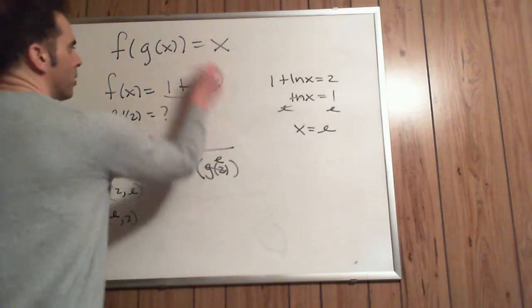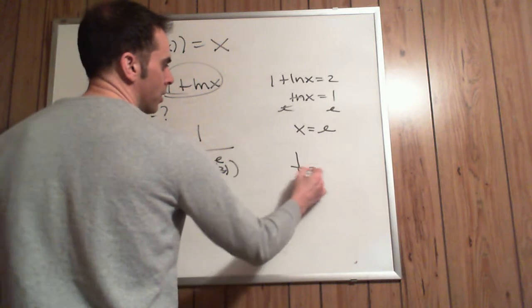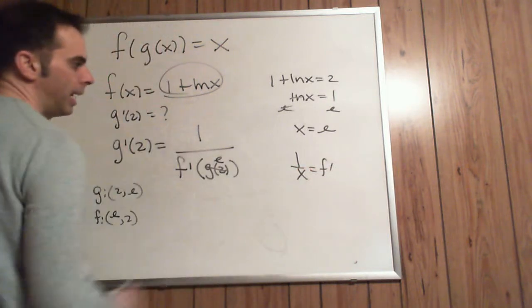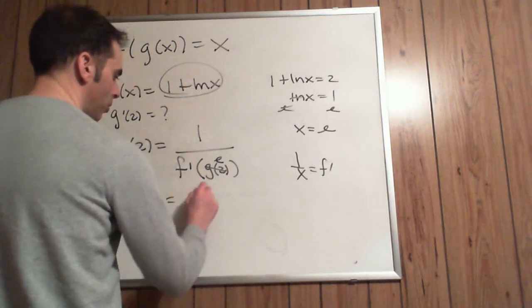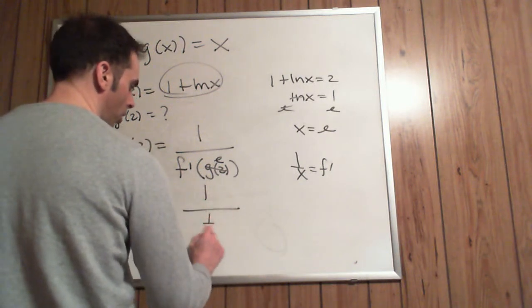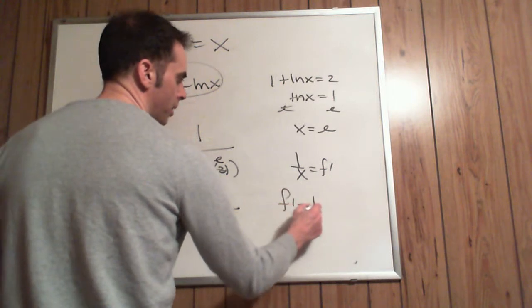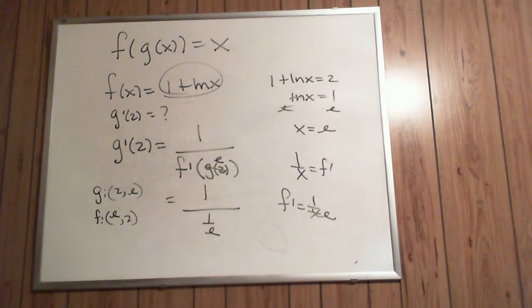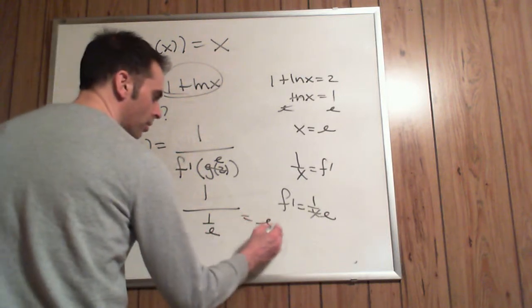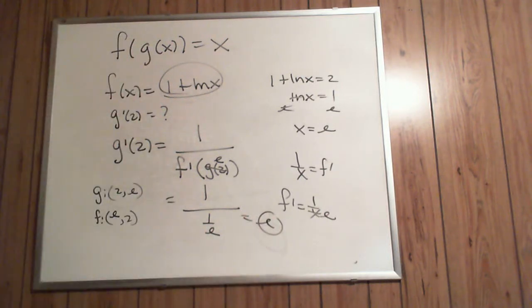F prime is going to be 1 over x, is f prime. And then f prime at e is going to be 1 over e. But be careful, this is 1 over 1 over e. F prime equals 1 over x, and I put e in for x, I get 1 over e. And when I invert and multiply here, I get e. That's inverse rule 11.